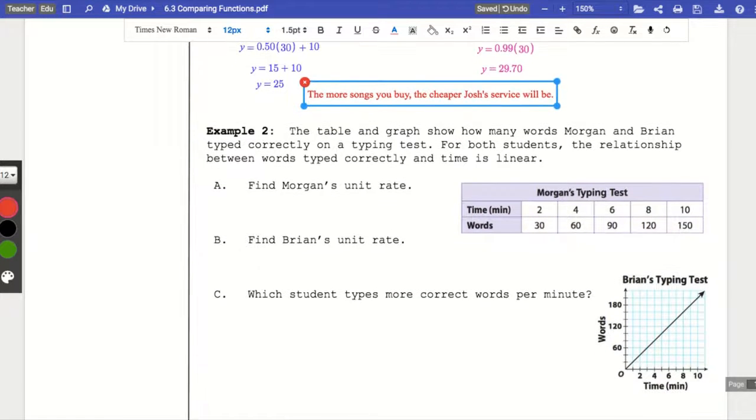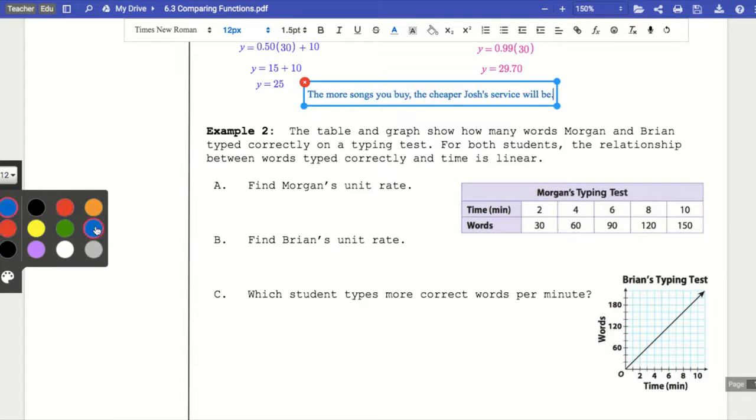So now we're going to look at comparing a table and a graph. The table and graph show how many words Morgan and Brian typed correctly on a typing test. For both students, the relationship between words typed correctly and time is linear. So we've got to find Morgan's unit rate and Brian's unit rate. The way we do those is different, because with Morgan, I'm going to use just the table and the slope formula. But with Brian, I can use rise over run, which is kind of cool. So let's go ahead and find Morgan's first.